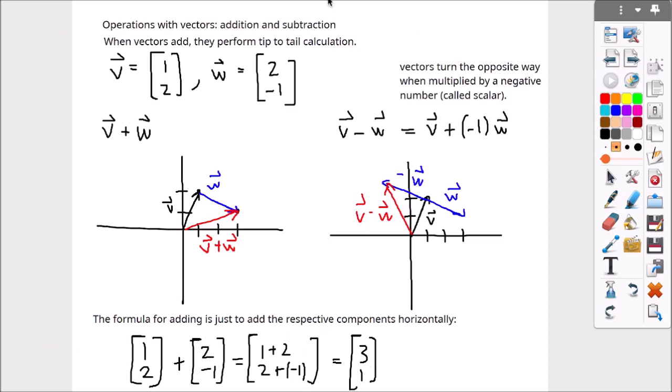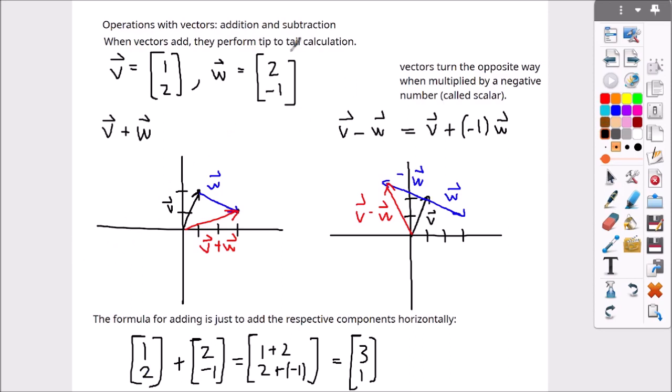So something you can do with operations with vectors, you can add and subtract the vectors. And the most common way to add and subtract vectors is just to add them horizontally. So you add the 1 that v is contributing and the 2 that w is contributing to the x direction. You get 1 plus 2, which is 3. And you add the 2 in the y direction, v is contributing, -1 that w is contributing. 2 plus -1 is 1. So what does that mean?